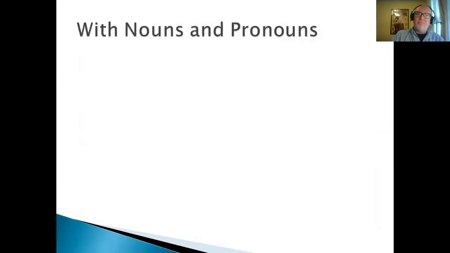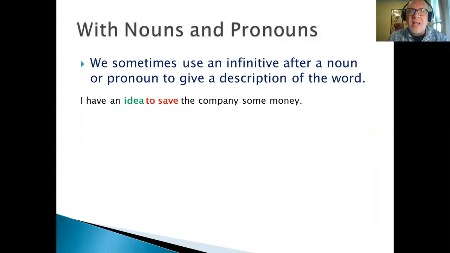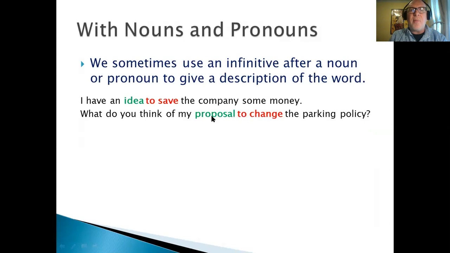Nouns and pronouns. This is another one we can use with infinitive. Sometimes we use an infinitive after a noun or pronoun to give a description of the word. For example, I have an idea to save the company some money, right? Idea is a noun, and to save is describing what kind of idea I have. What do you think of my proposal to change the parking policy? Proposal is a noun. To change, infinitive.